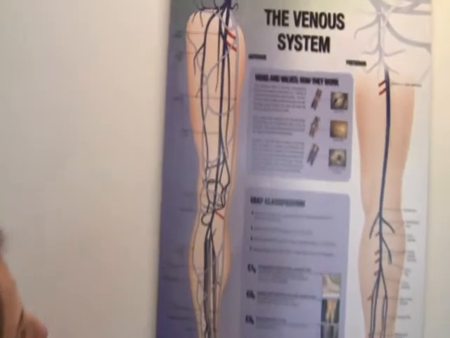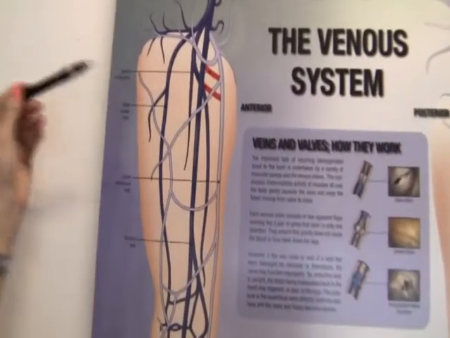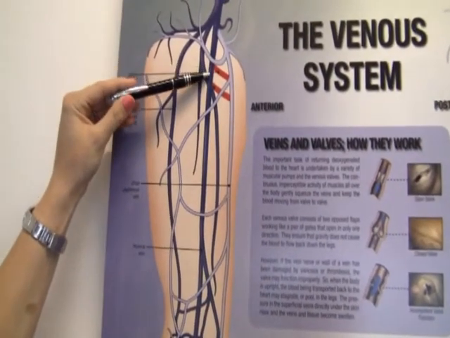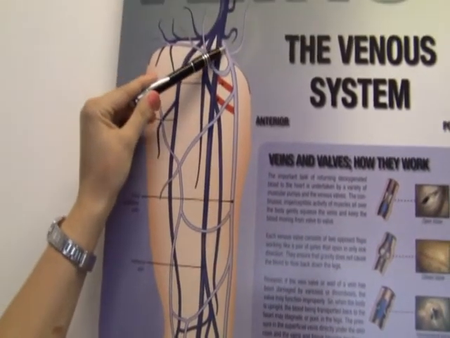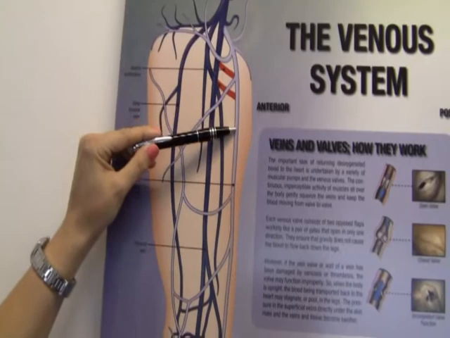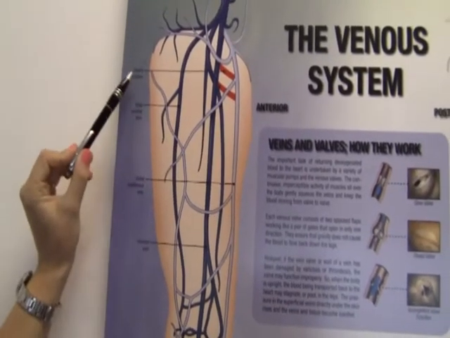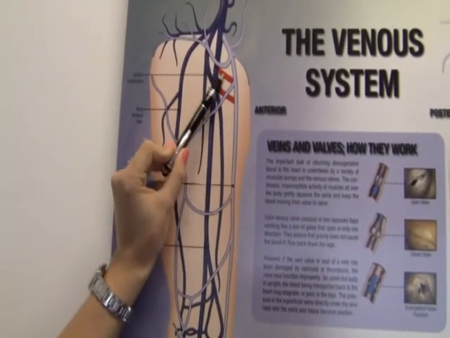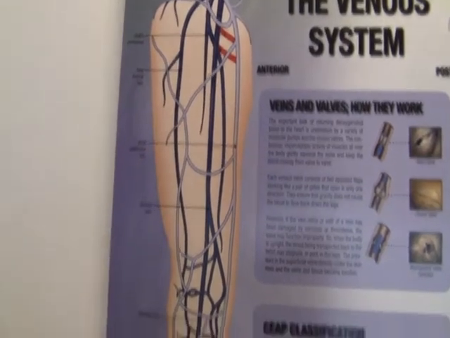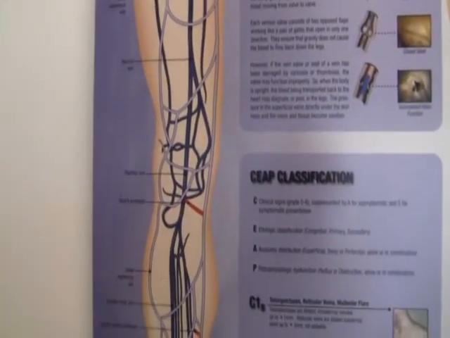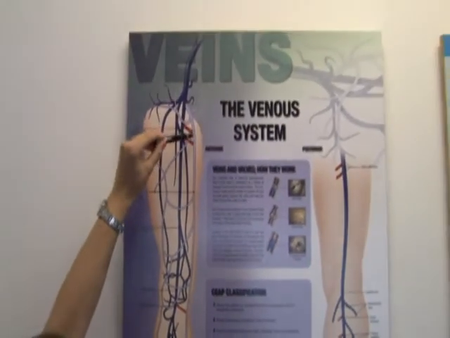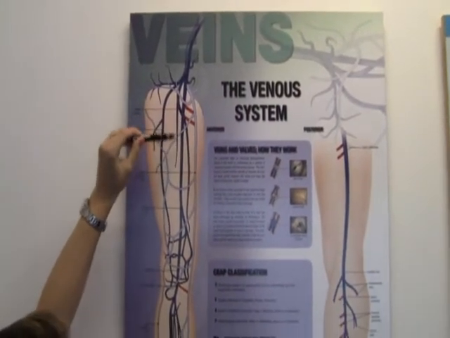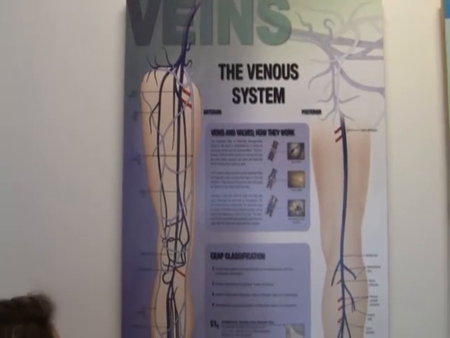Now, the lower extremities contain two venous systems. The deep system, which is represented by the dark blue, and the superficial system, which is represented by the light blue. Now, these two systems communicate by several perforator veins, which are represented by the red. Now, the blood flows from the superficial system to the deep system and then towards the heart.